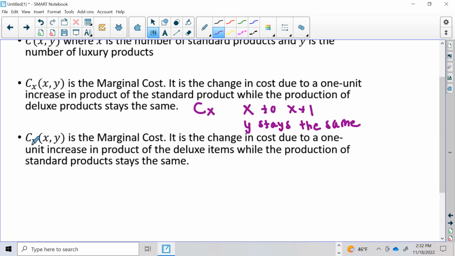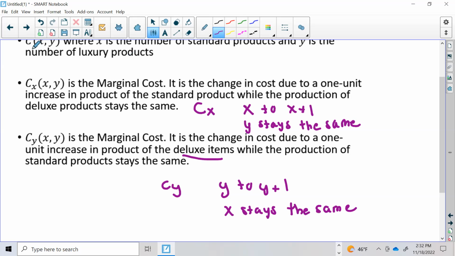So the marginal cost with respect to y is the change in cost due to a 1 unit increase in the production of deluxe items, because that's my y. So c sub y is when we're changing from y to y plus 1, but while the production of the standard unit stays the same, so x would stay the same. And same thing for marginal revenue and marginal profit. It is increasing either the x by 1 unit and keeping the y the same, or increasing the y by 1 unit and keeping x the same.